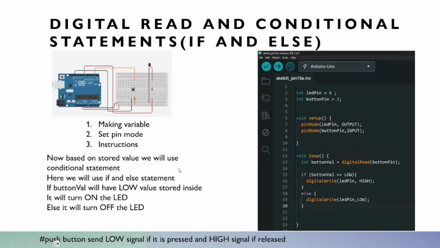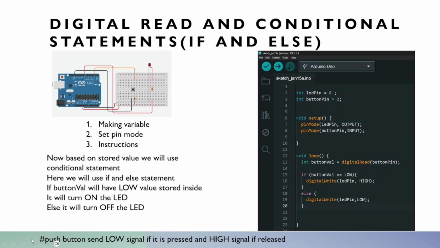Based on this stored value, we will use the conditional statement. If and else statement will be used. If button value is low, it will turn on the LED, else it will turn off the LED. So how did we achieve it? We will write if button val, this variable, equals equals, which is a comparison operator, low.